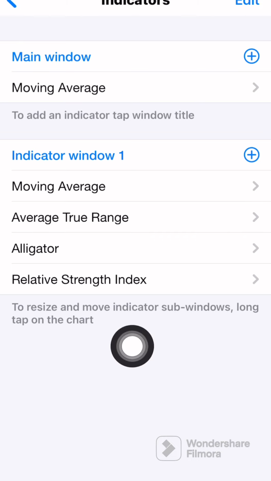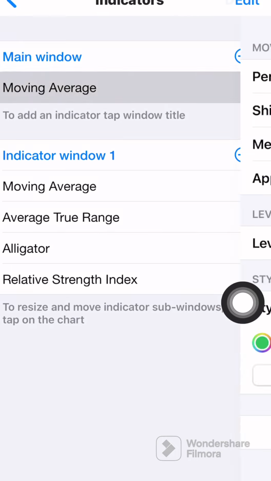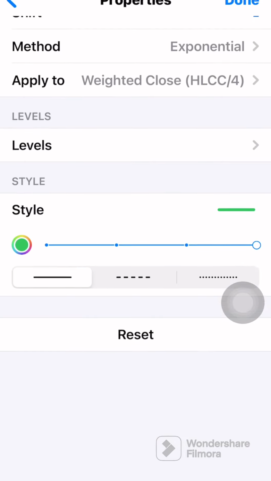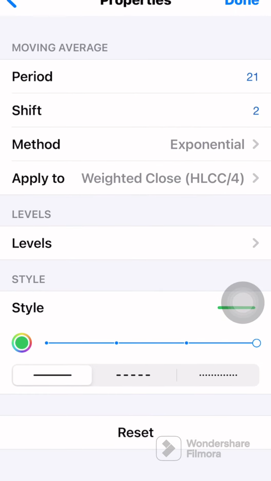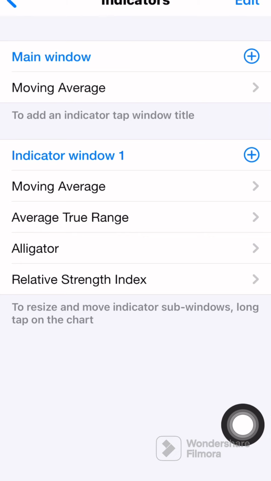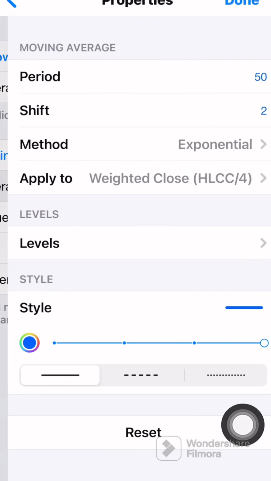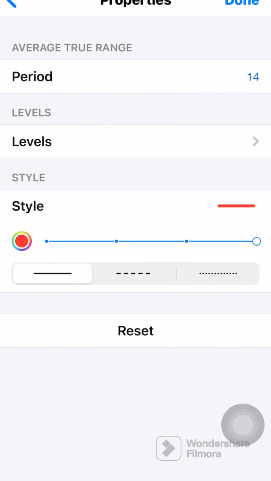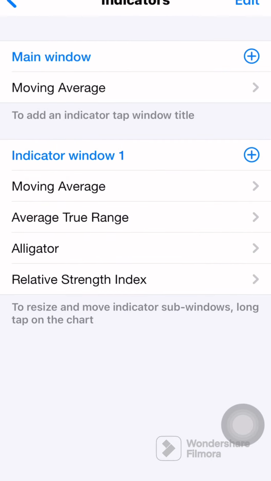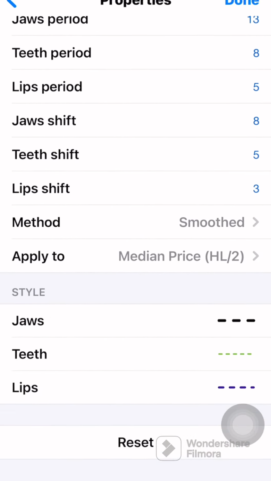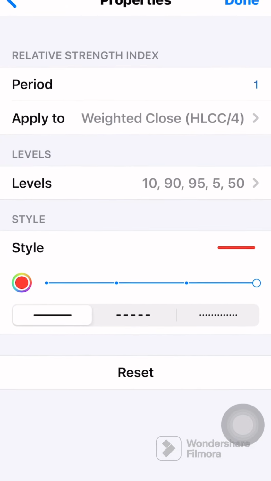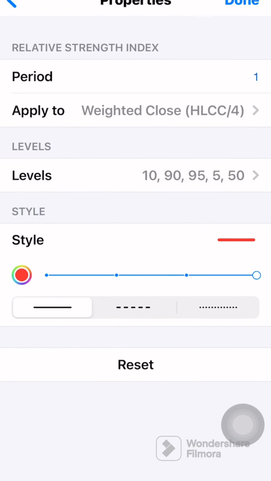Here are the settings. Number one, on the main window indicator, we have only the 21 moving average with the following settings. You can screenshot it. We also have a moving average in indicator window 1 with the following settings. You can screenshot it. We also have average true range in indicator window 1 with the following settings. You can screenshot it. We also have the alligator with the following settings. You can screenshot it as well. And also we have the relative strength index.